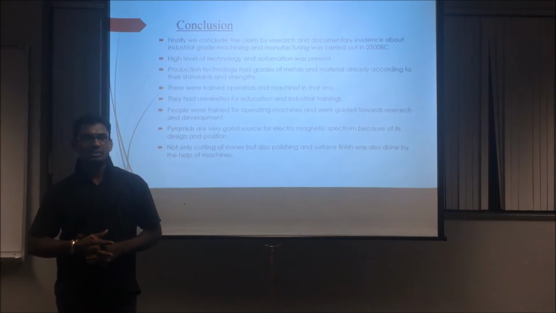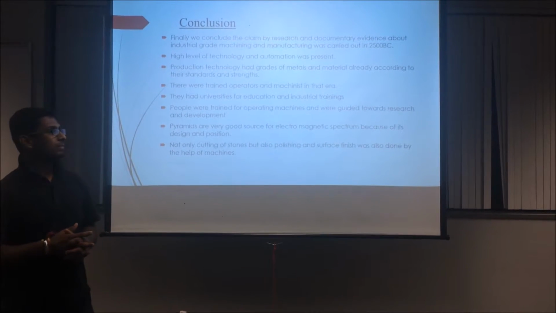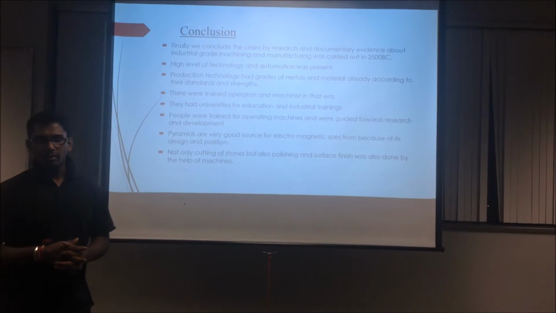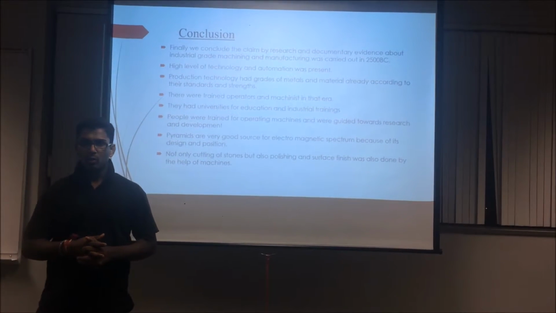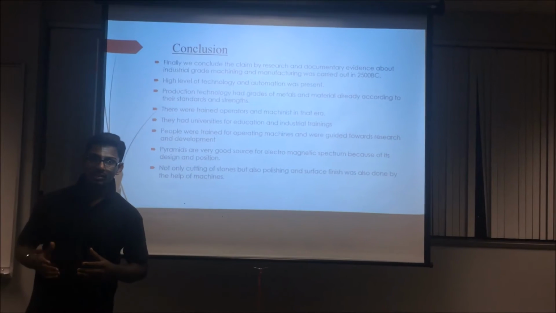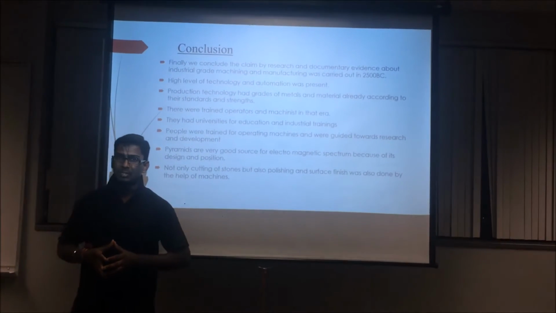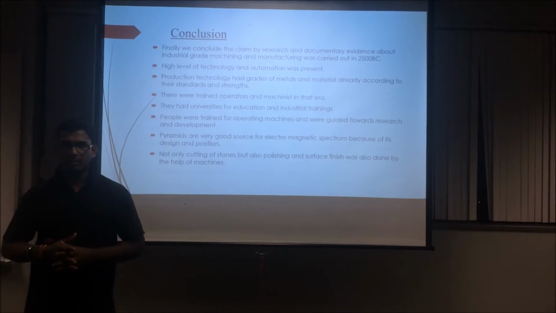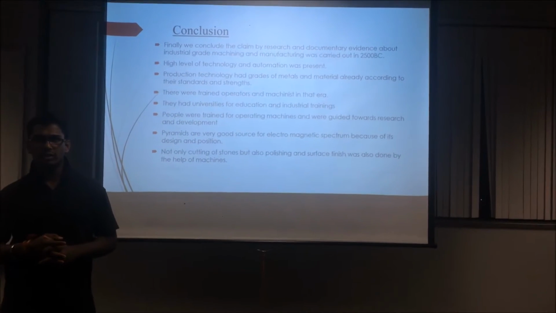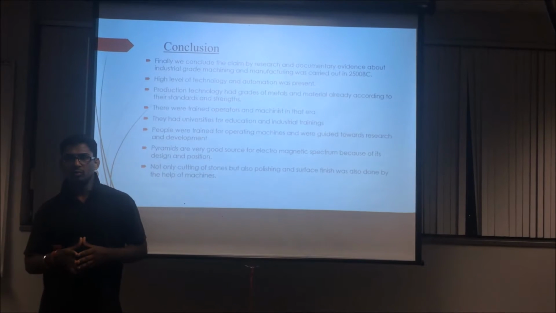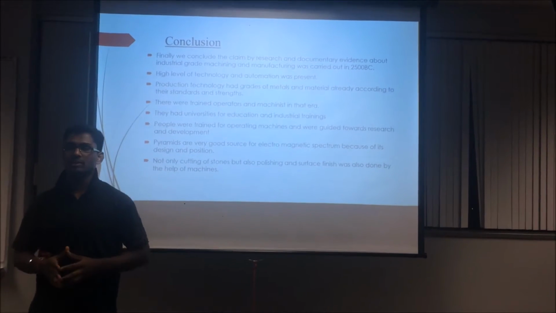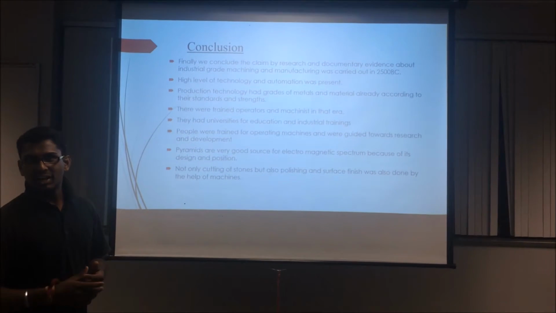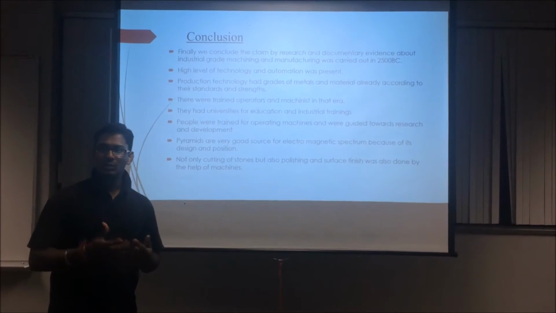First thing, people of Egypt were using electricity to power stone cutting machines in 2500 BC, and a high level of technology and automation was present. In those days, people were trained specially for operating these types of machines. They were using different metals as tools for stone cutting. They had universities for education and for industrial training. Not only cutting stones, but also polishing and surface finishing was done in those days.